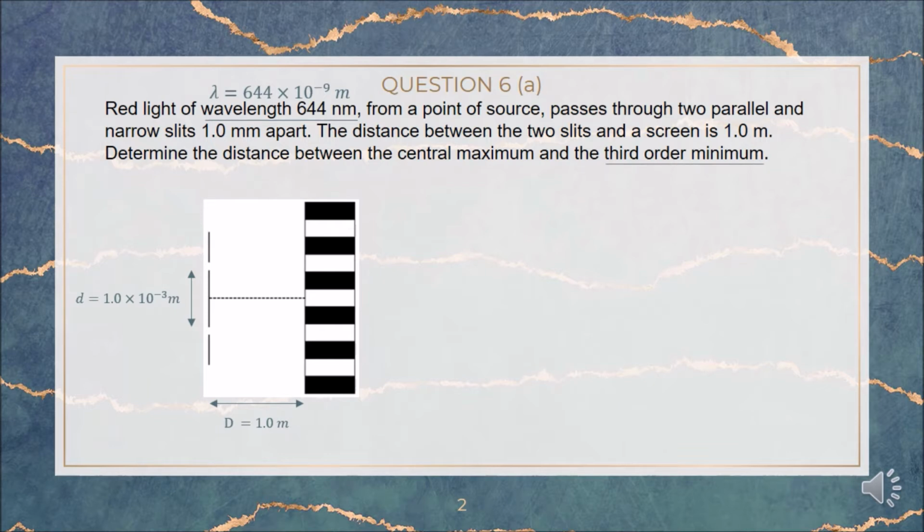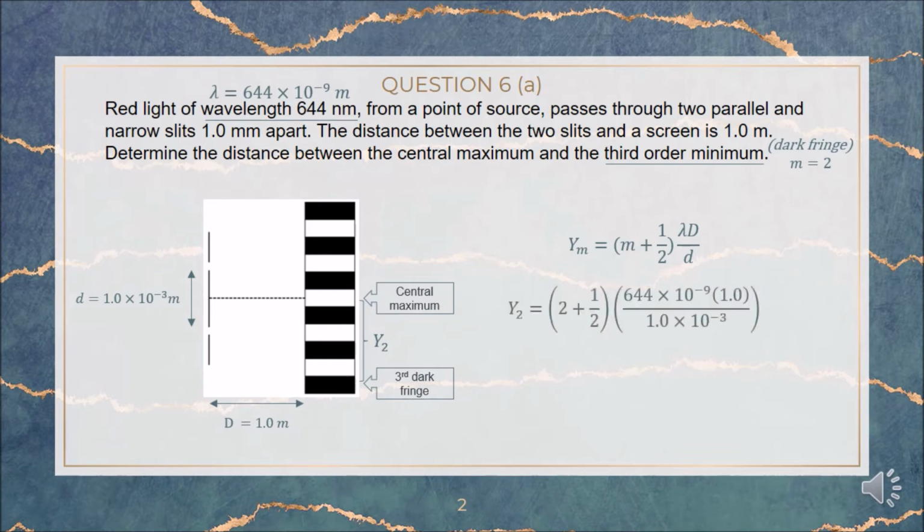As we know, the third order minimum is a dark fringe, which is m is equal to 2. This is the central maximum, and this is the third dark fringe. The distance between them, we can label it as y2. We can use the formula of separation between the central bright fringe and the mth dark fringe. We can just substitute the values, and finally, the final answer of y2 will be 1.61 times 10 to the power of negative 3 meter.